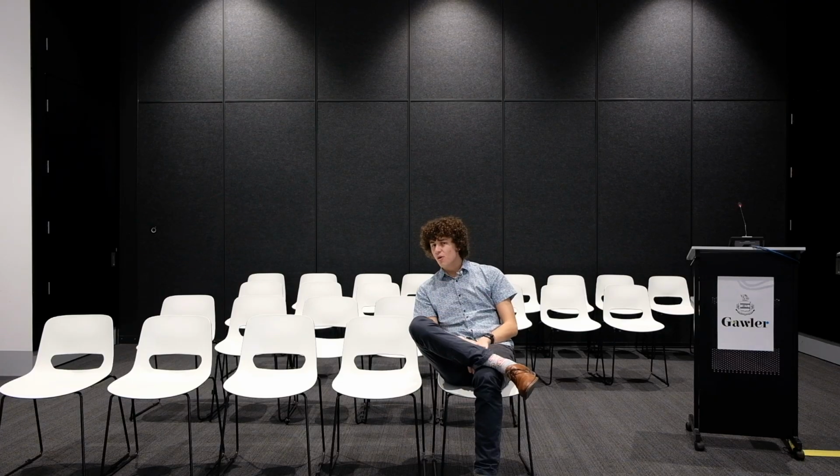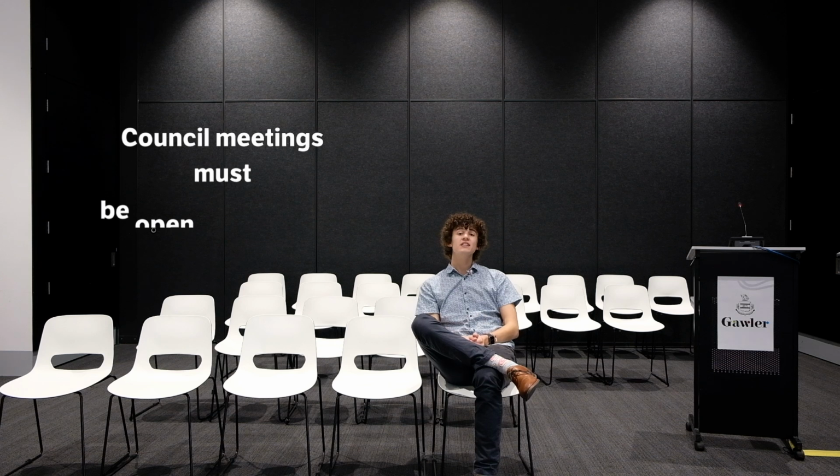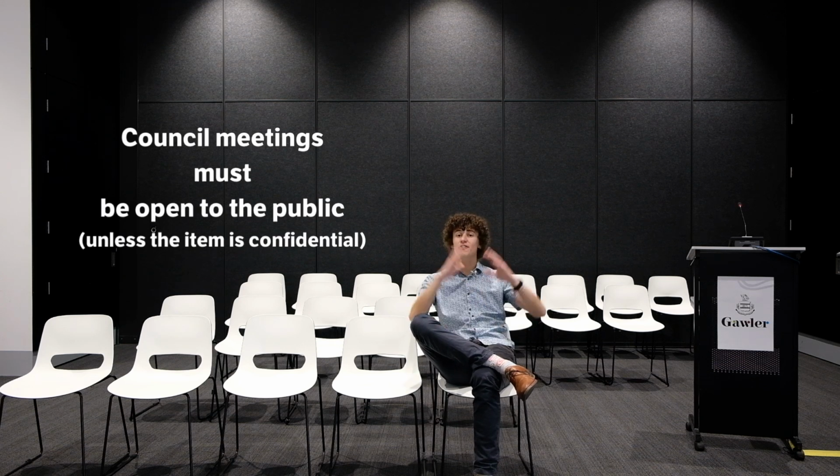Finally, the most important part of the council chamber is here at the back of the room. This is where members of the community can come and watch the council meeting unfold. It's called the public gallery, and unless council are considering an item that's confidential, all meetings of council are held publicly for any member of the community to come and watch.